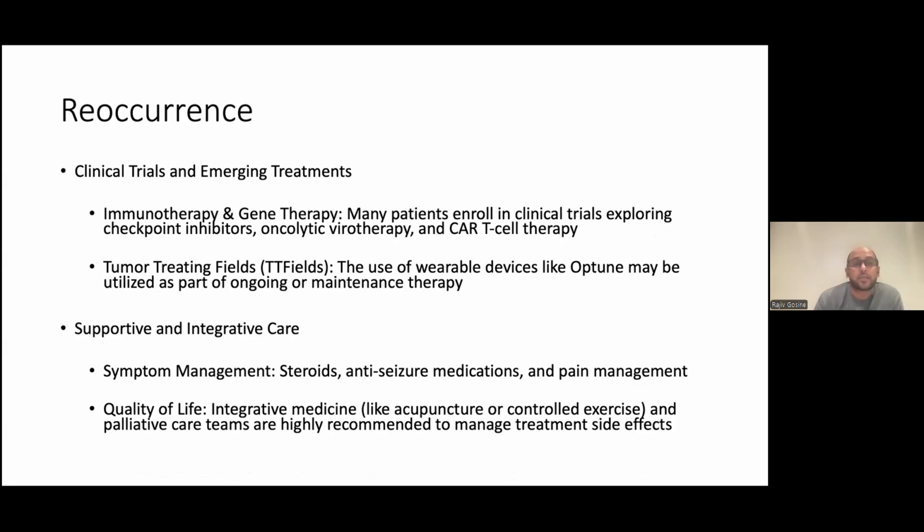In terms of clinical trials and emerging treatments, again, the immunotherapy and gene therapy that we previously discussed, patients can enroll in these clinical trials, as well as tumor treating fields. A lot of the time, though, once it recurs, the patients are not in a very good condition, and the focus is on supportive and palliative care. So symptom management with anti-seizure medication and pain management, and a focus on quality of life, such as integrative medicines like acupuncture, controlled exercises, and the involvement of the palliative care teams and so forth.